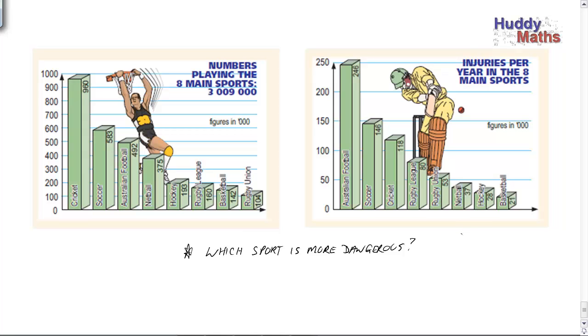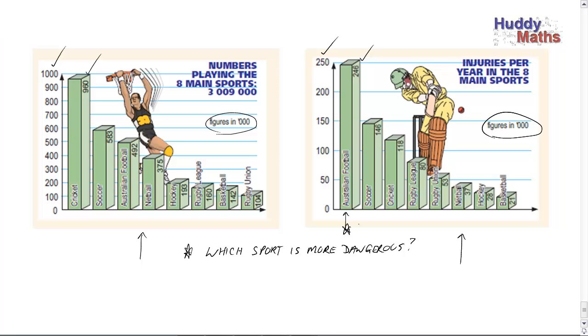Here we are, the injuries, and here's the number of people playing the sport. What would you say? Have a look. These are numbers only here, figures in thousands. So this is 246,000 out of 960,000 people playing Australian rules football. What's your reaction? One could say, gee, look at that column of injuries. That's the biggest. Hey, that's the most dangerous sport.